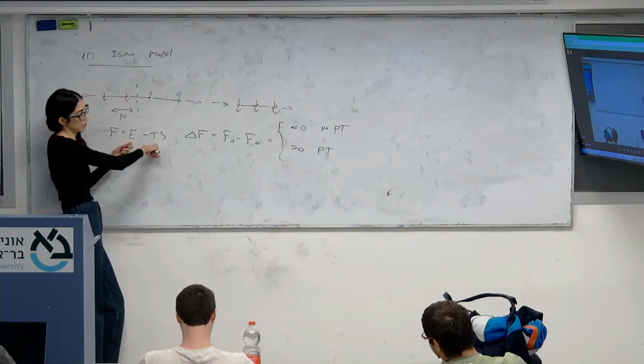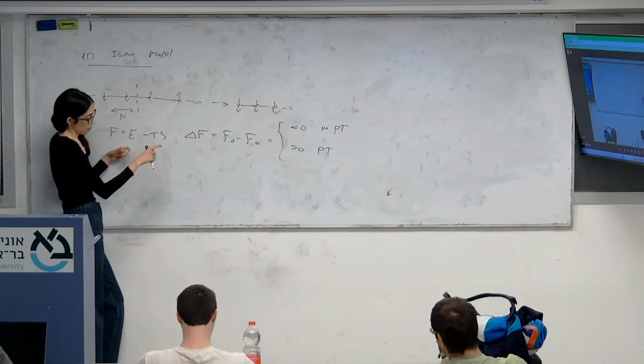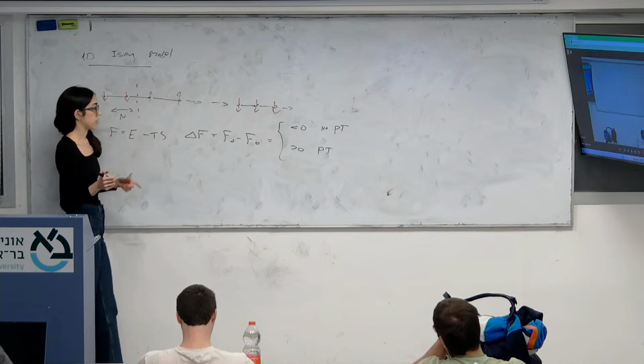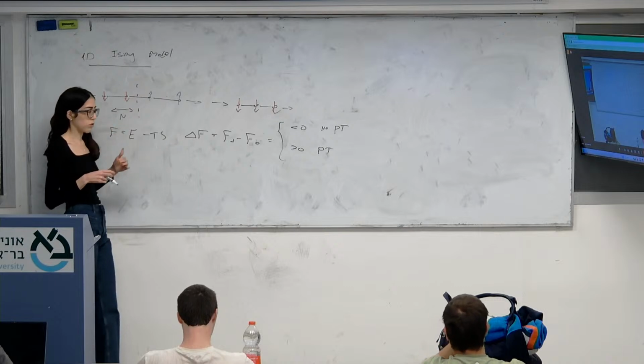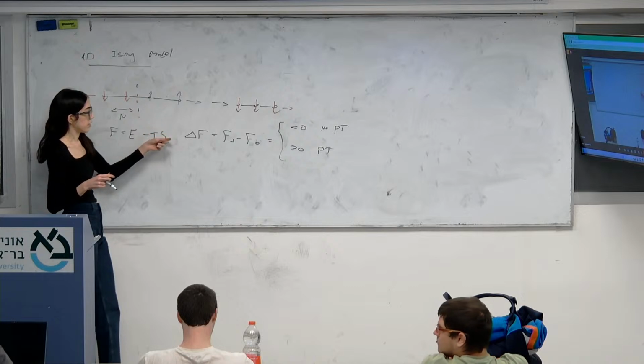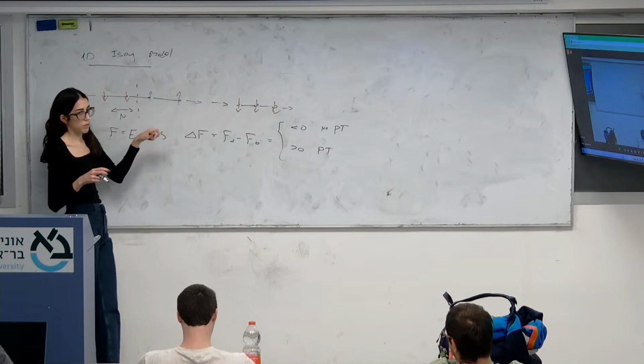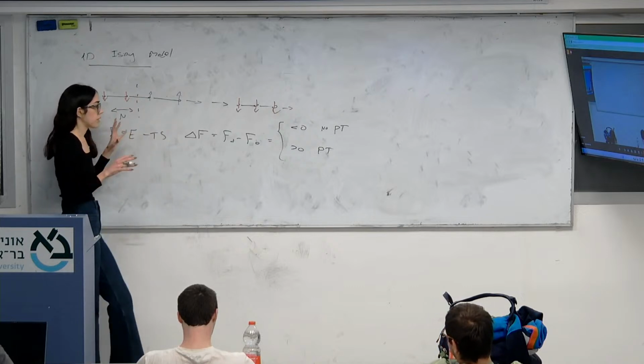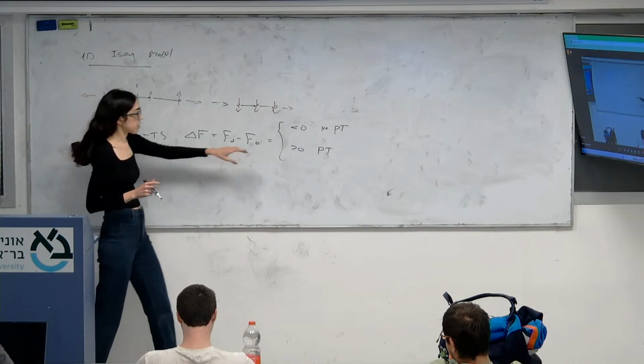For example, in the two-dimensional case that you saw in the homework, if the temperature is higher, the entropy part will be more dominant. We're going to mention it again later, but anyway, this is the general condition.